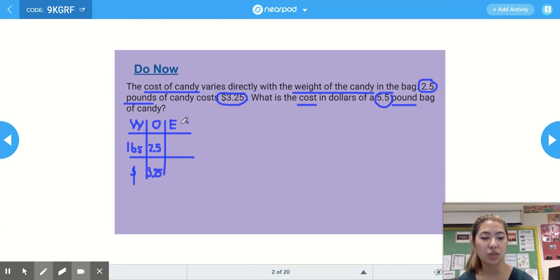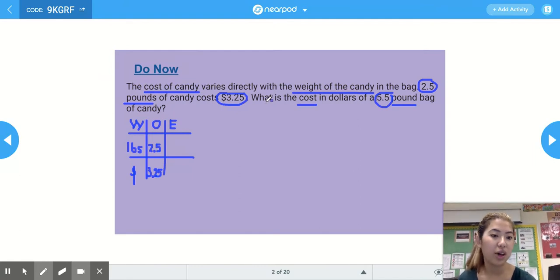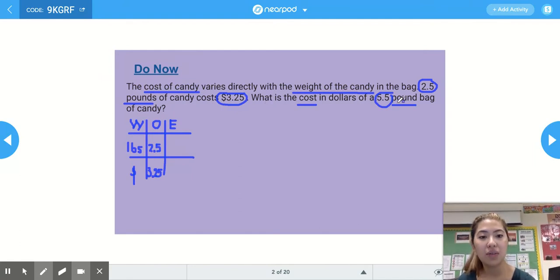Then the E column stands for equivalent. And so we have to figure out the equivalent proportion, or the equivalent value to that side of the proportion. So we have the number of pounds, which is 5.5, and we're trying to figure out the cost, so I'm going to put X to represent the cost. From here, I can write my proportion because everything in the O column goes in the left side of the proportion. So we have 2.5 over 3.25, and then we have 5.5 over X.